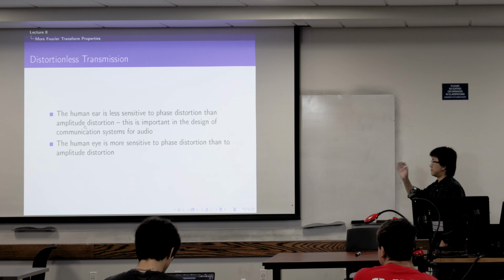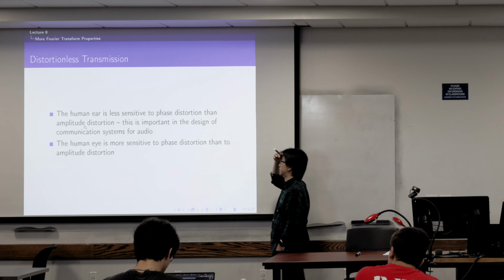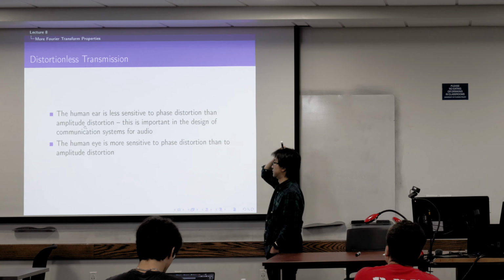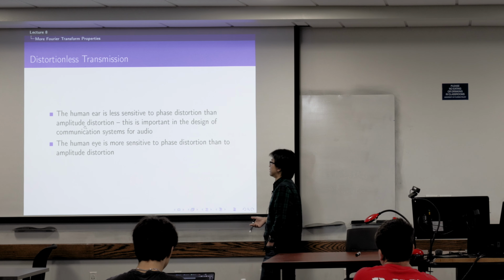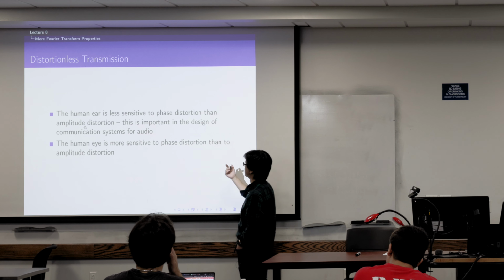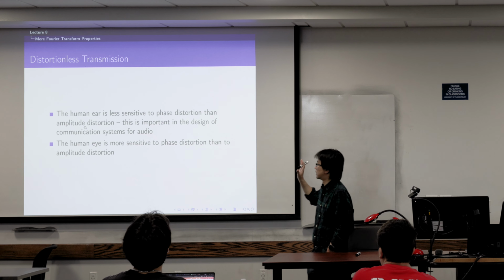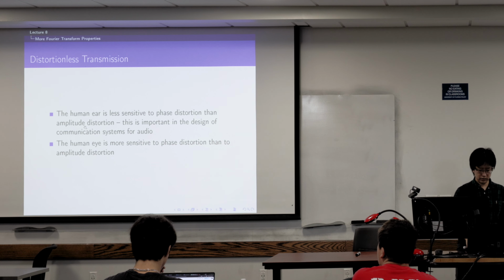Okay, and here are some comments for the distortionless transmission, right? We say that the human ear is less sensitive to phase distortion and more sensitive to amplitude distortion, right? And for human eyes, it's the opposite. It's more sensitive to phase distortion than to amplitude distortion, right? I think those are just facts, so you can take a look if you're interested.